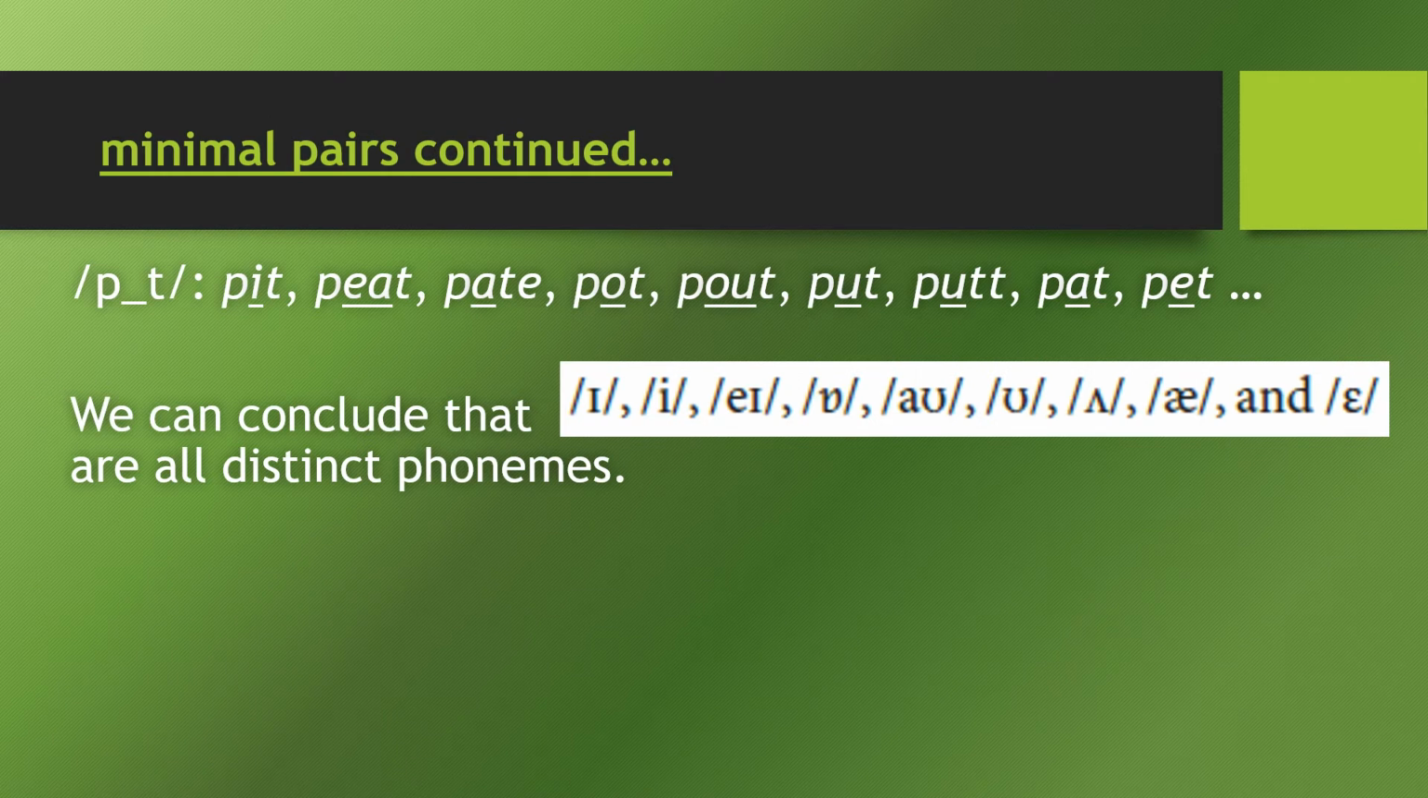This same concept of a minimal pair holds true for vowels as well. Consider, for example, a phonetic environment such as p blank t. Substituting different vowels in the empty slot, we can generate numerous minimal pairs. Examples: pit, peat, hate, pot, pout, put, pat, pet. We can conclude then that the short I, the long E, A, O, ow, U, and E are all distinct phonemes.